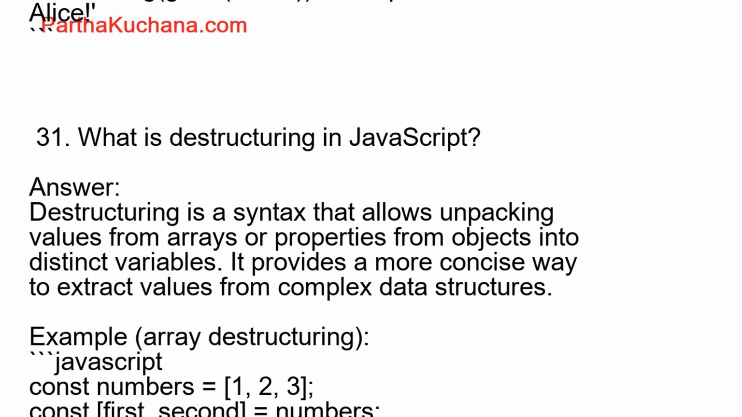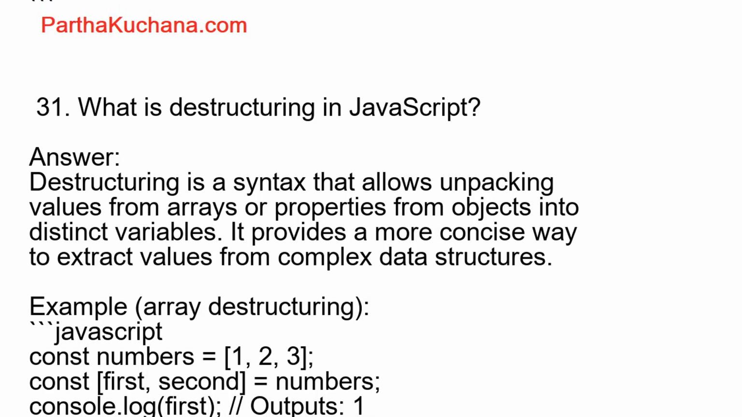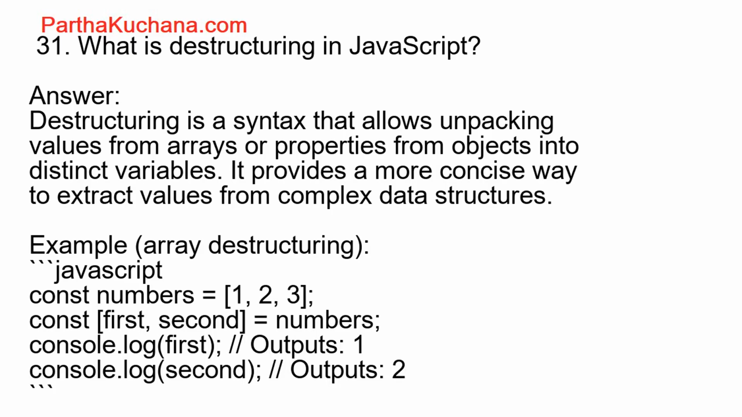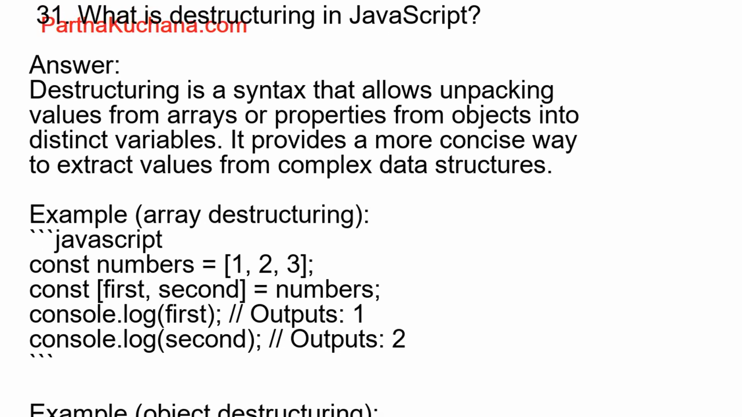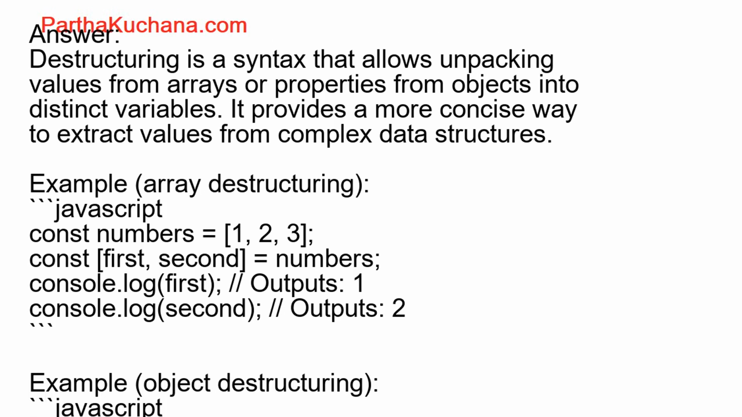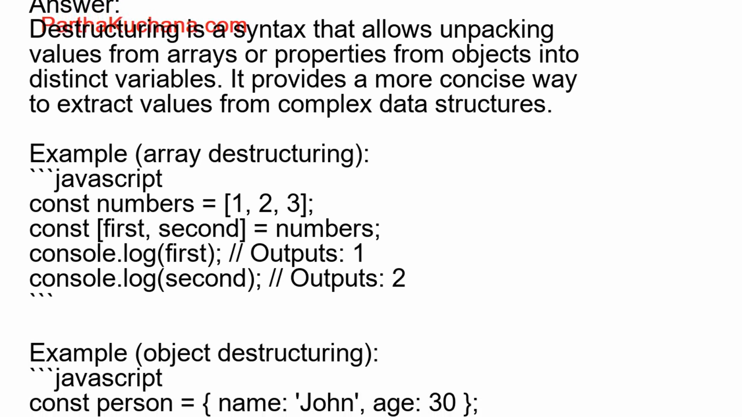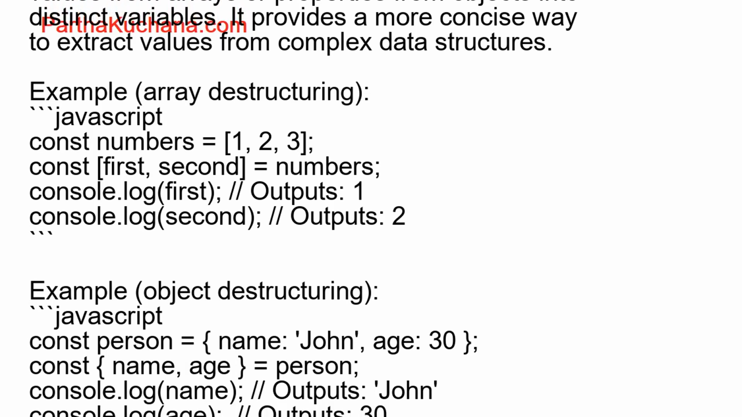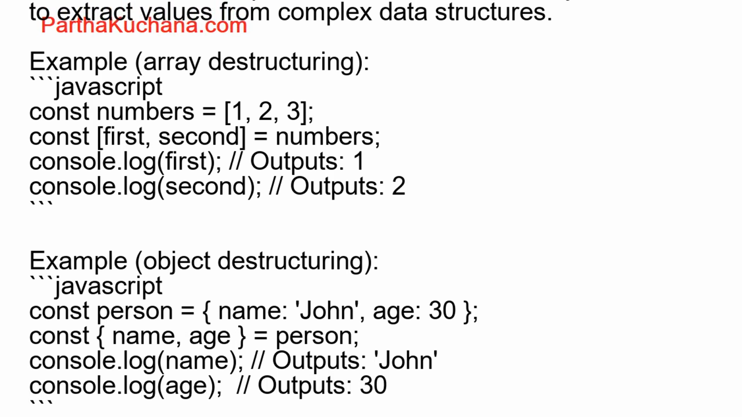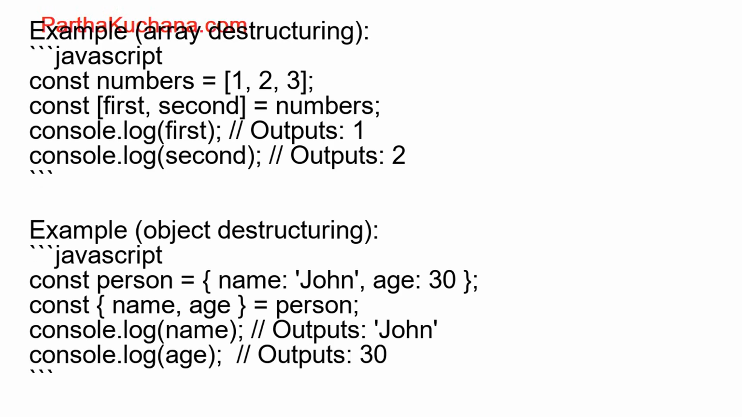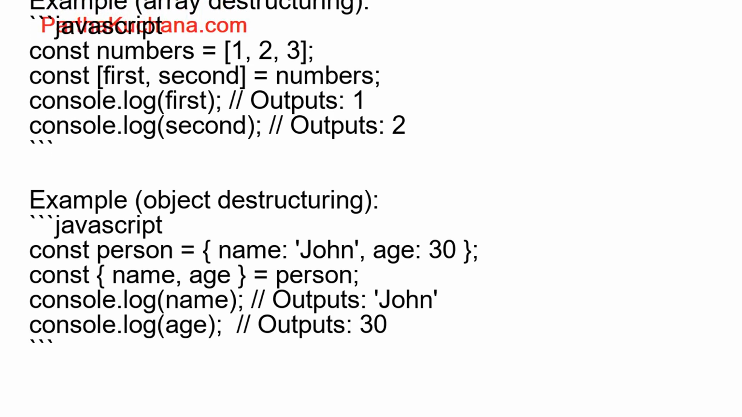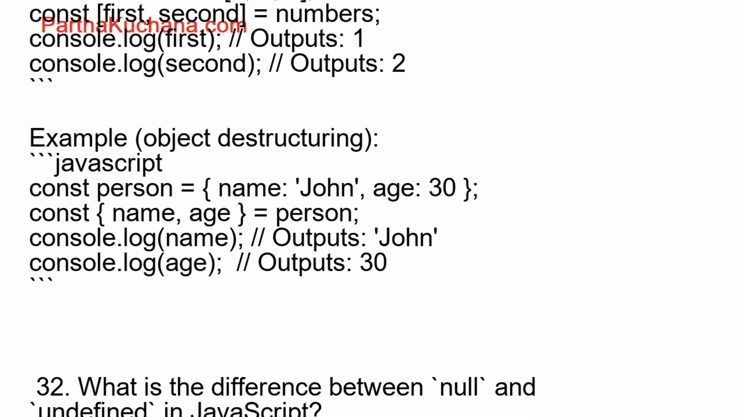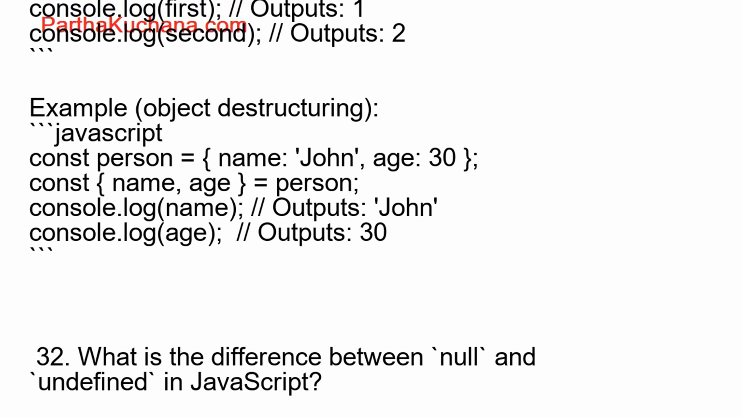Example, JavaScript. function makeCounter. let count equals 0, // private variable. return function. count++, // accessing the private variable. return count. const counter equals makeCounter. console.log counter, // outputs 1. console.log counter, // outputs 2.